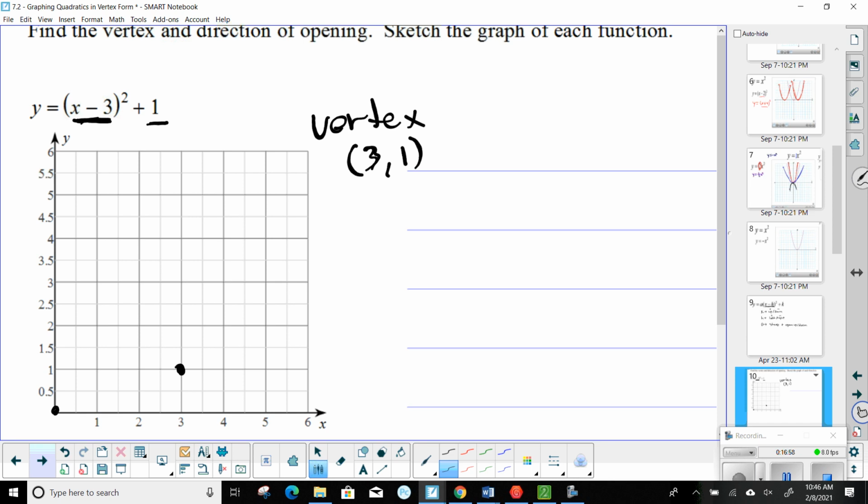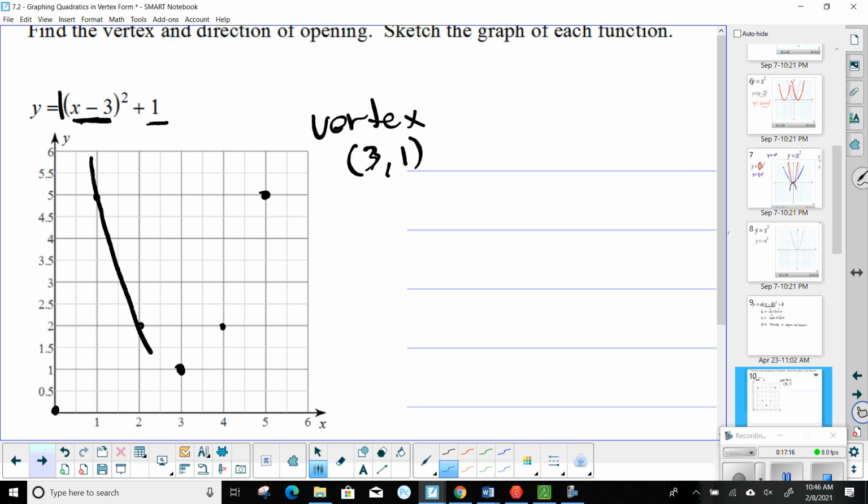Okay, and then I look at what a is. If there's nothing there, it's just a positive 1. So this is just the normal graph. I go over 1 and up 1, over 1 and up 1, and then I go over 2 and up 4. So if you remember that rule, over 1, up 1, over 2, up 4, it'll make it easy. 1, 2, 3, 4, from the vertex.